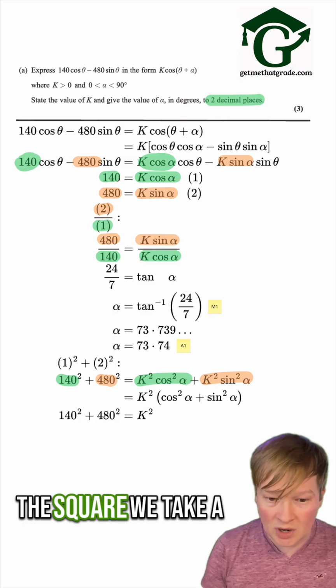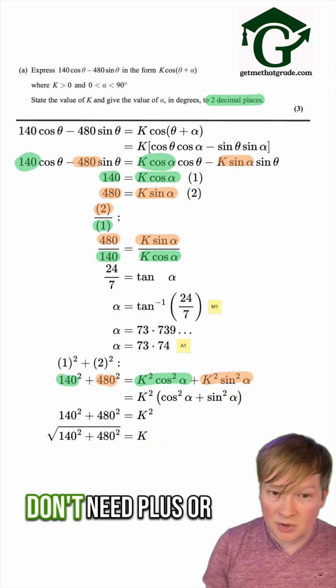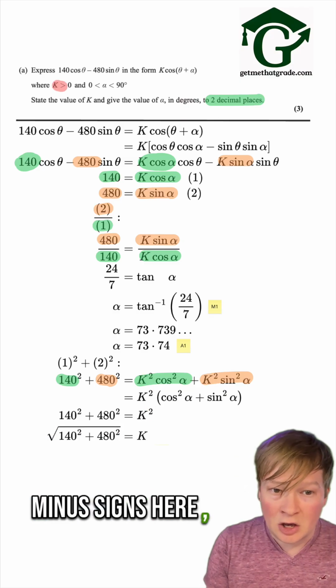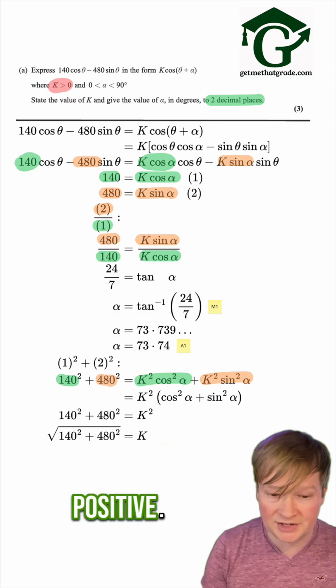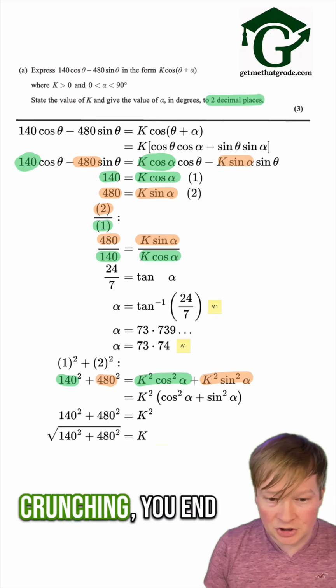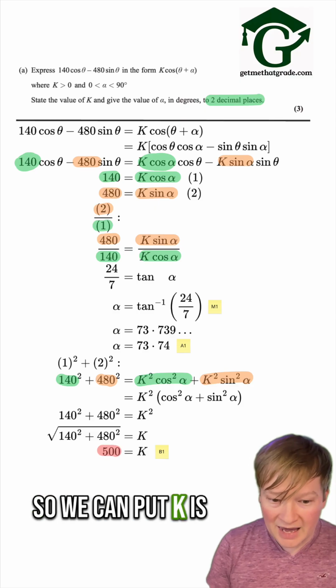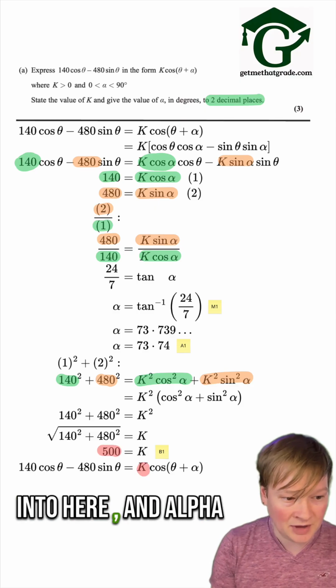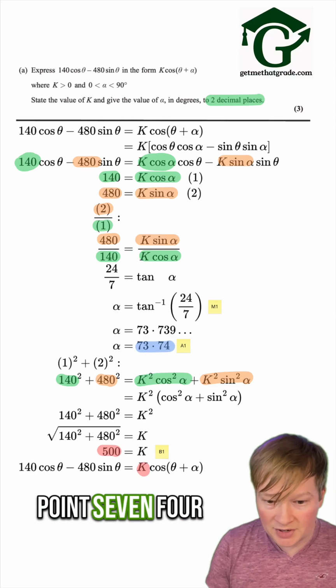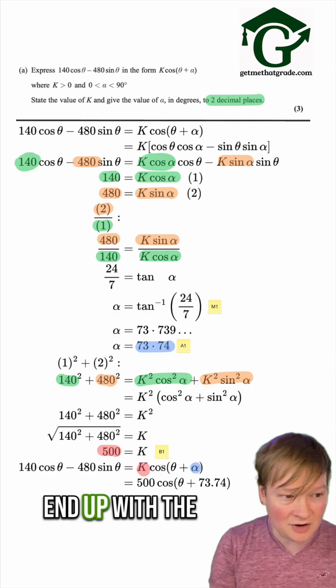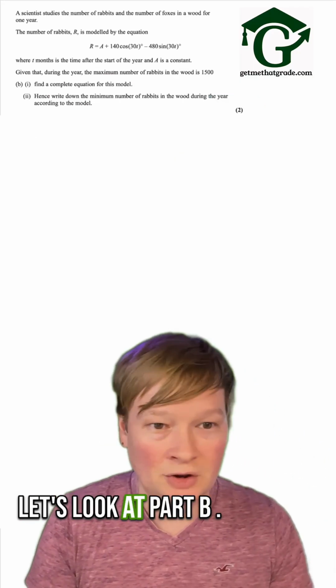Next, to get rid of the square, we take a square root, noticing that we don't need plus or minus signs here because we know that k is only positive. If you do the number crunching, you end up with k is 500. So we can put k is 500 back into here, and alpha is 73.74 into here, and we'll end up with the answer. Let's look at part B.